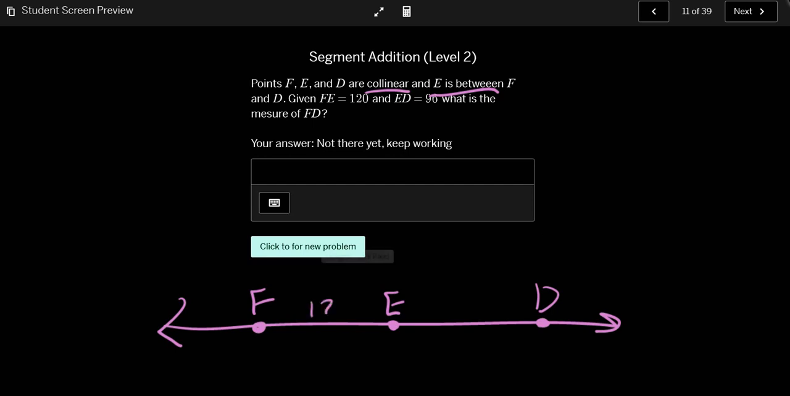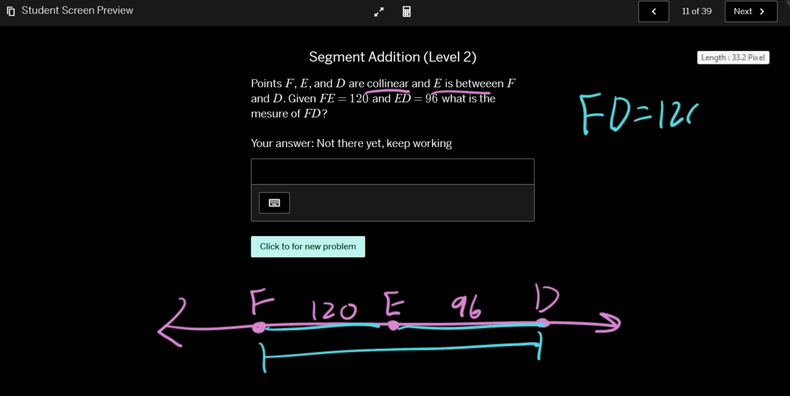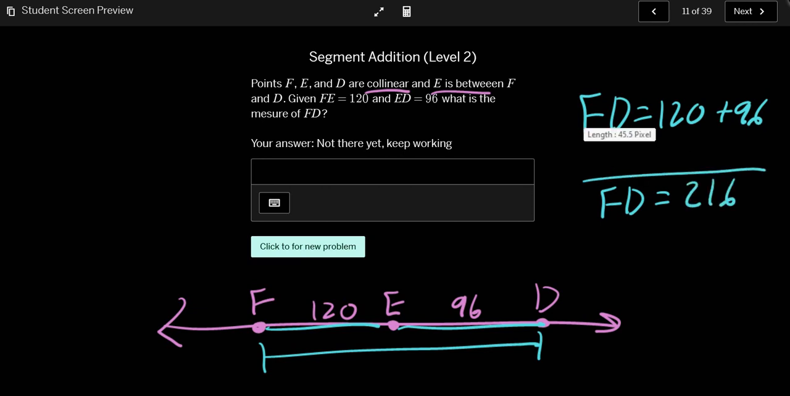So FE is 120. ED is 96. And we want to know what is the measurement of FD. Well, now that I have this diagram that I've drawn from just reading the problem, I can see that FD is FE, this first one, plus ED, the second one. So FD equals 120 plus 96. So then FD is taking those two numbers and just adding them together, which gives us 216.